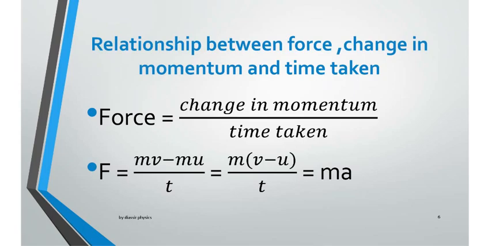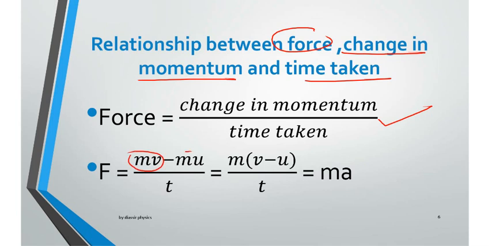The relationship between force, change in momentum and time taken is given by this: change in momentum divided by time taken is the force. Final momentum minus initial momentum is the change, and the time taken is t. So this can be described as mass times acceleration, because (v minus u) over t is the acceleration. This is the famous F = ma relationship. This t we can say is the acceleration time, or if it is deceleration, the deceleration time.